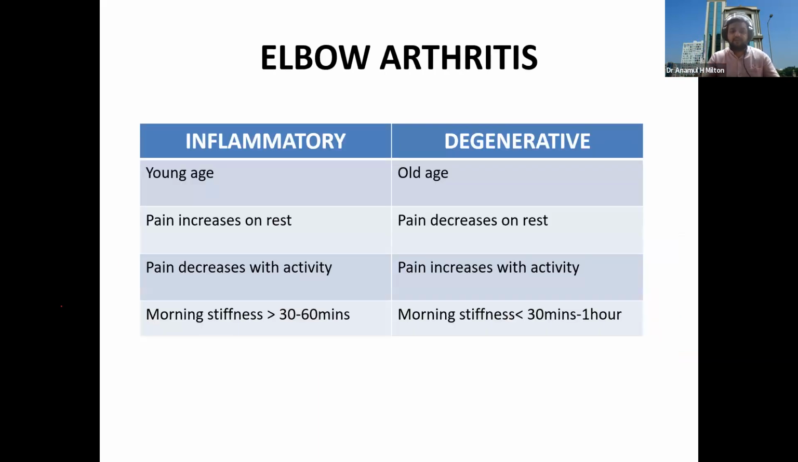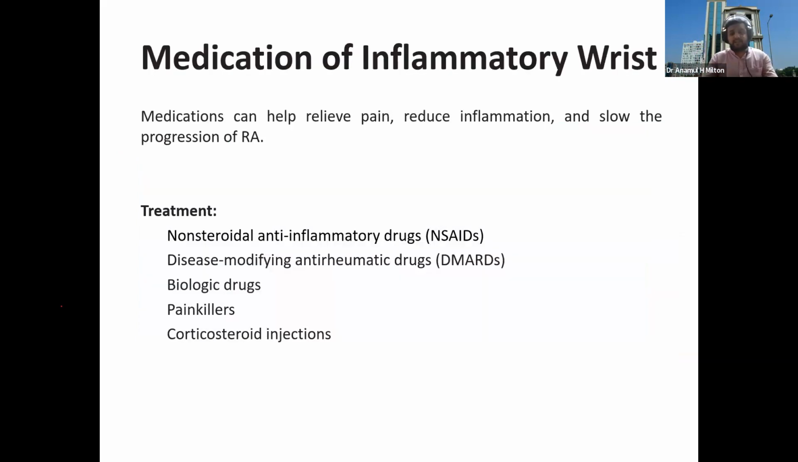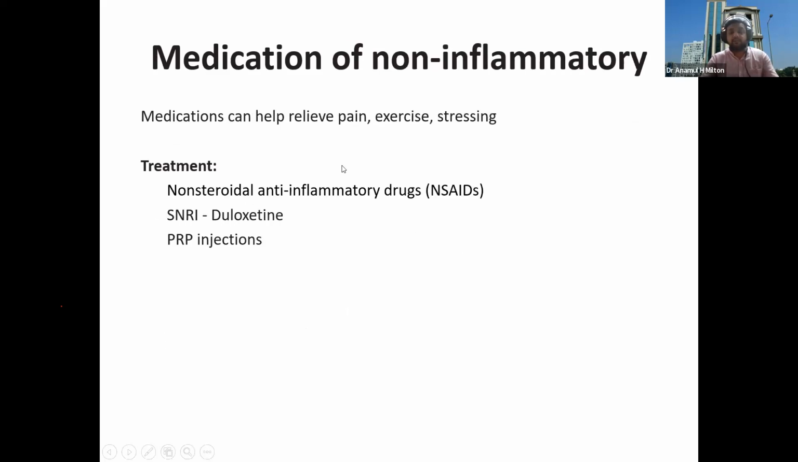This one is the elbow. In the case of inflammatory conditions, you can consider NSAIDs, DMARDs, biologics, painkillers and injection also. If it is non-inflammatory, like a degenerative change, you can consider NSAIDs, and if there is degeneration you can also consider duloxetine for the treatment. If needed, you can also apply PRP.